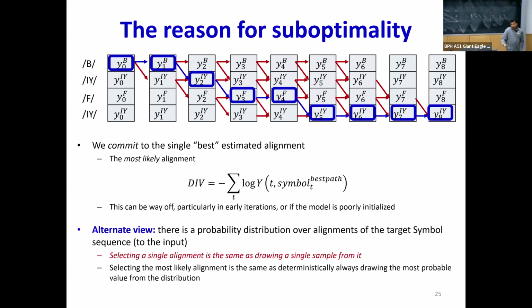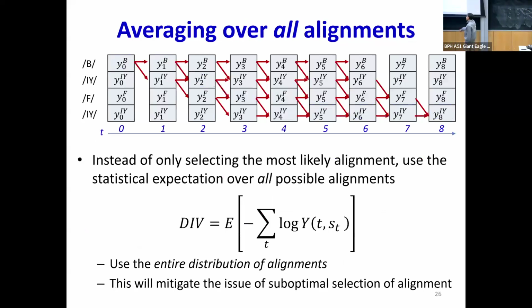Because you're considering every possible way of aligning the input to the symbol sequence. Now, given this, every individual path, let me just call them P1, P2, P3 for convenience, has its own probability. So if I think of these paths, they have a probability distribution over every possible alignment. And so when I pick the most likely path, all I am doing is picking the one path that has the highest probability.